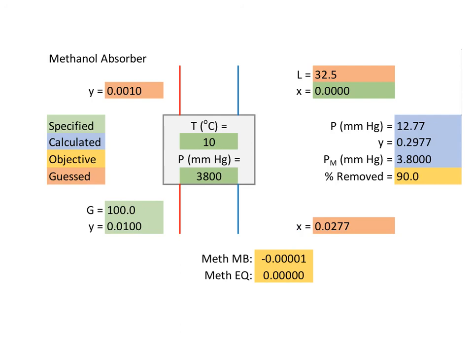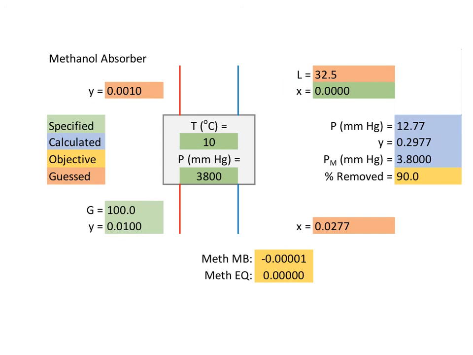Now the hard part is done, and the fun part begins. Can you guess what would happen if we reduce the pressure here? Remember that for absorption, a higher pressure gives you a better separation, or you need to use less liquid flow rate. So if we cut this in half, for instance, then we would expect that the liquid flow rate required for 90% removal would actually increase.